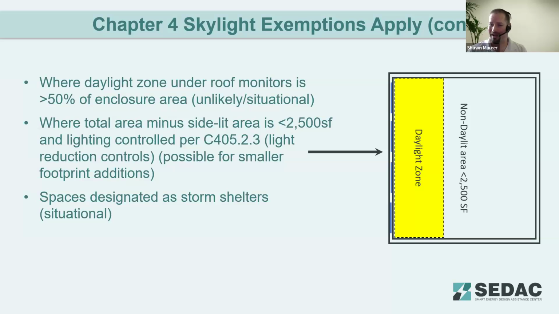Where total area minus the side-lit area is less than 2,500 square feet. So again, you're making a small daylit area, and that daylit area is controlled with daylighting controls as per C405.2.3. Then this is very, very likely to achieve in a smaller footprint addition. Again, skylights would not be required as you're getting your energy savings through the daylighting controls already. And if your addition is a designated storm shelter, then you also don't need skylights.